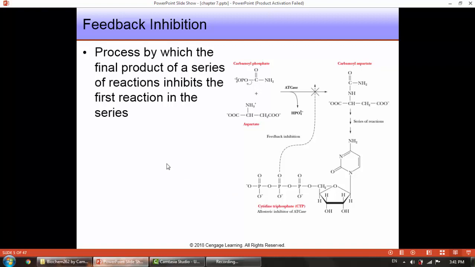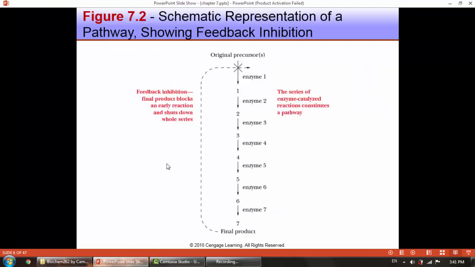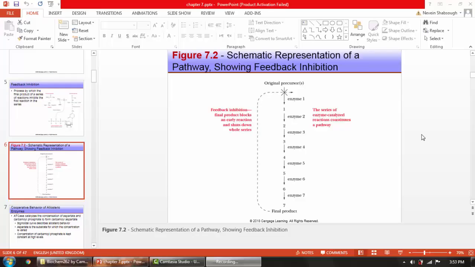And to illustrate this, this is a schematic representation of how feedback inhibition works. Now, if you have this from enzyme 1 to enzyme 7, and then we have the final product number 7, when its concentration reaches a certain level, it goes all the way to inhibit enzyme number 1. Okay.